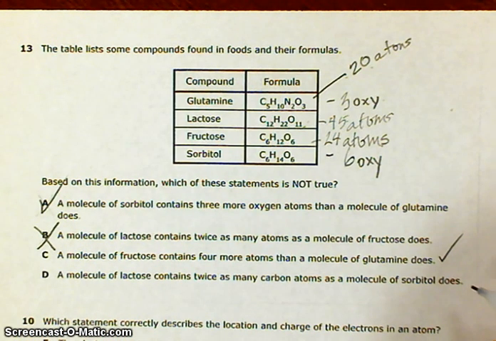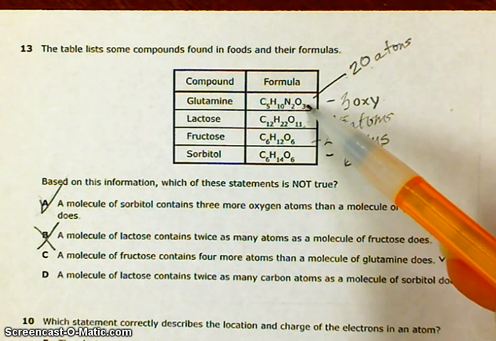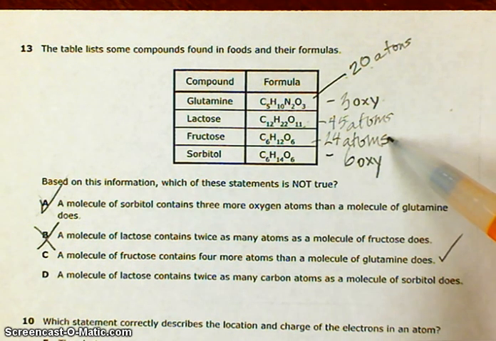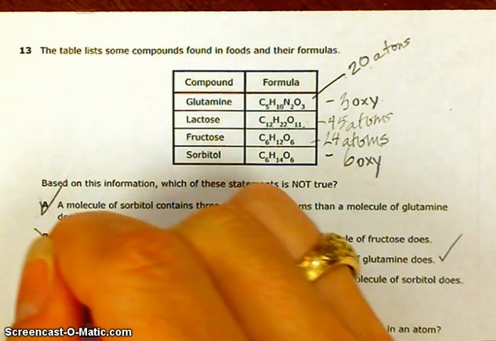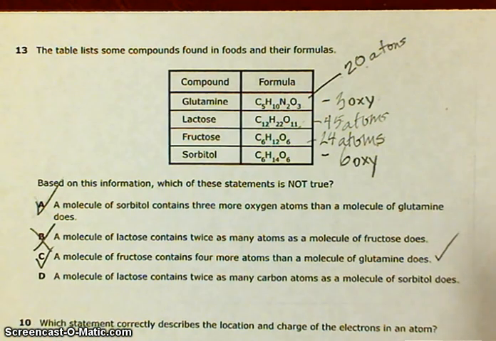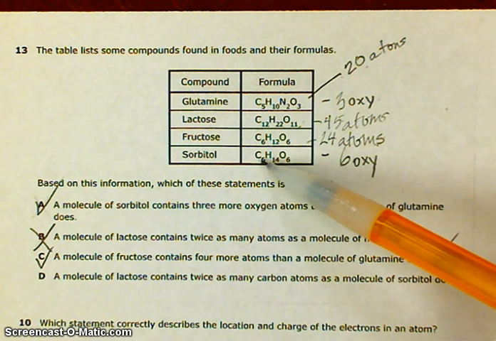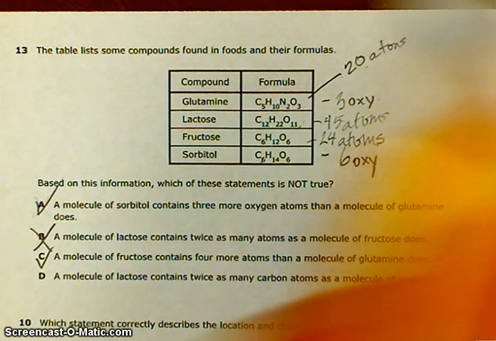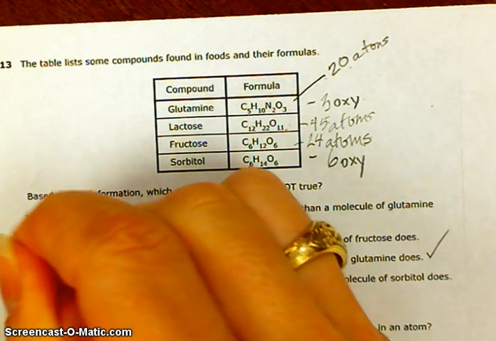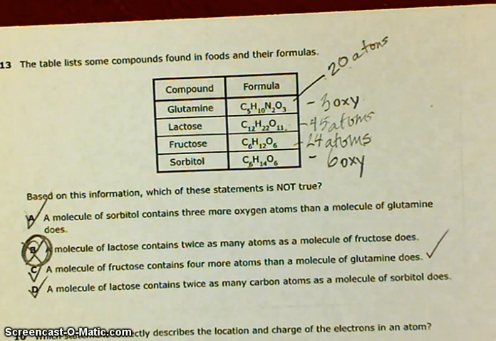A molecule of fructose contains 4 more atoms than a molecule of glutamine. Glutamine has 20 atoms. Fructose has a total of 24 atoms. That is a true statement, which means it's not our answer. A molecule of lactose contains twice as many carbon atoms as a molecule of sorbitol. Sorbitol has 6, lactose has 12. That statement is true as well. So your answer, which one is not true, is B.